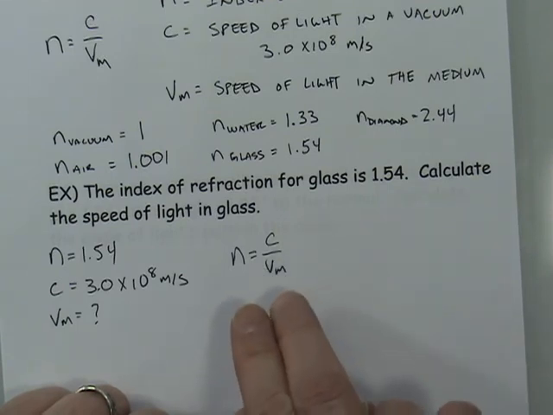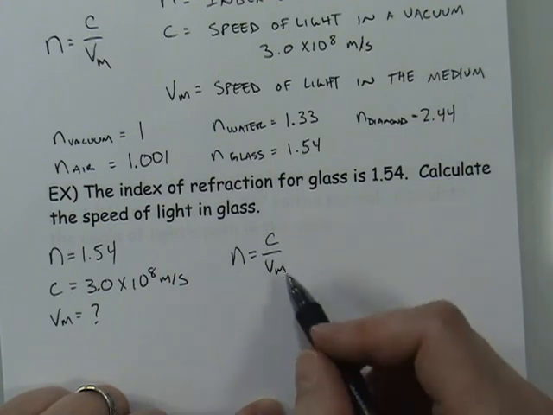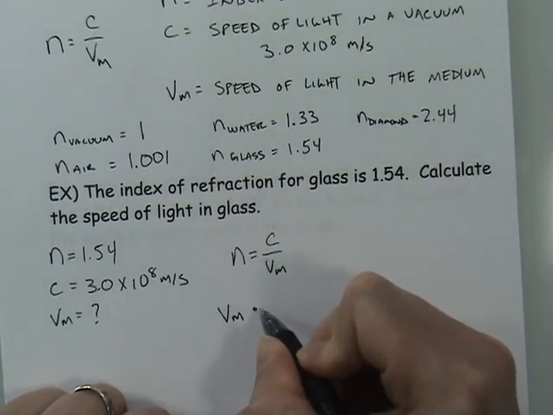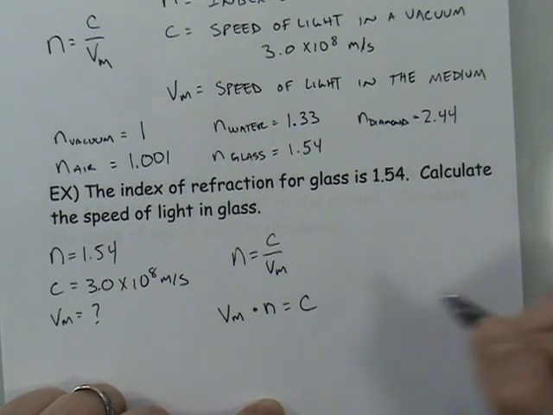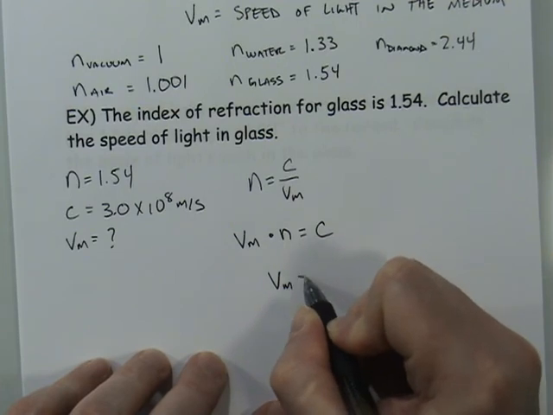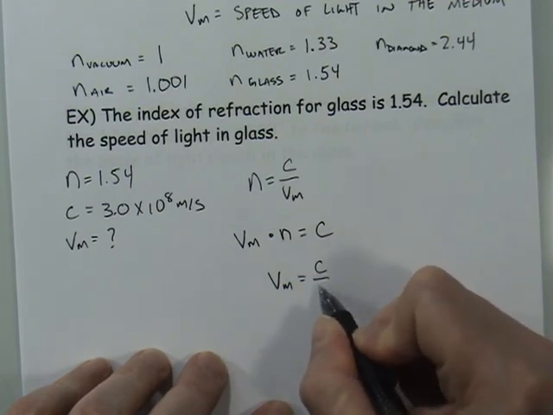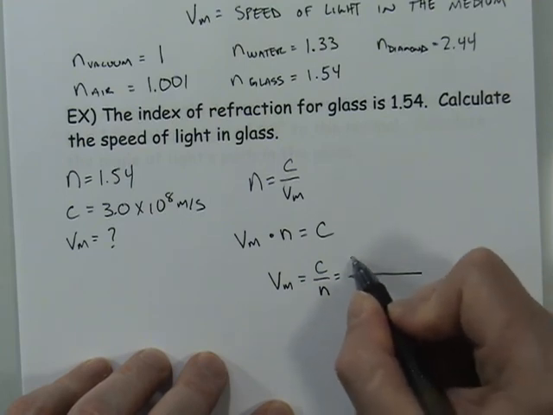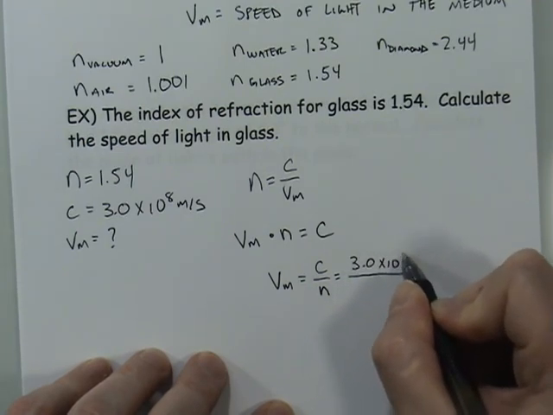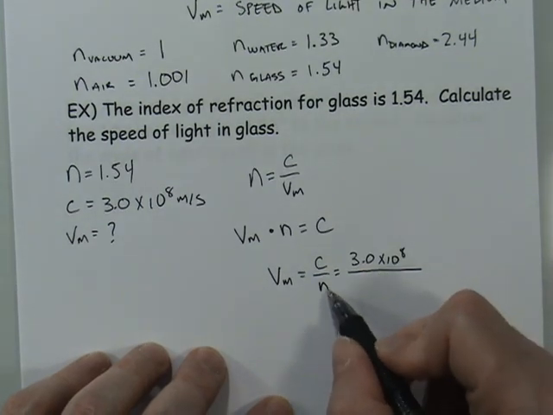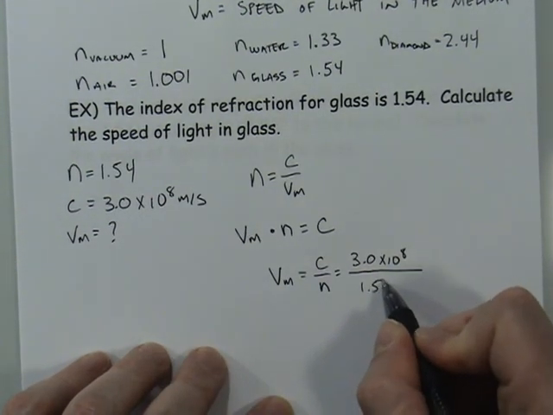So my first step is to multiply the left and the right side by the velocity in the new medium. That gives me Vm times n is equal to c. Then to get Vm by itself, I divide by n, so I end up with c over n. Now I'm ready to plug in the numbers. That is 3.0 times 10 to the 8th. Make sure to use the scientific notation feature of your calculator. And then n, as we just saw, was 1.54.